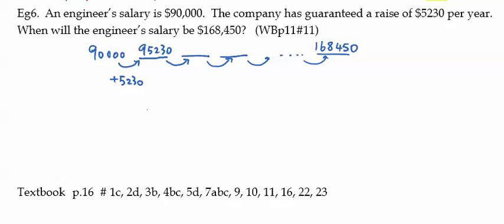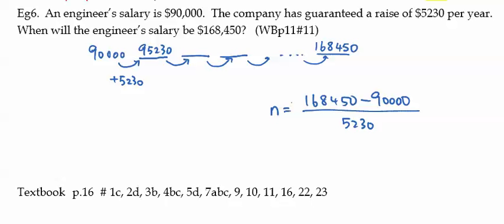168,450 minus 90,000 divided by 5,230. The reason why you will end up with this for the number of years in between is because you are starting from this much money, and every time it goes up by this much.